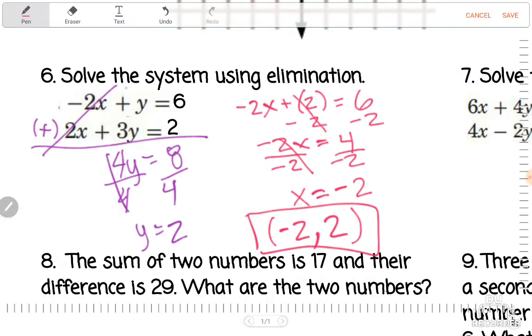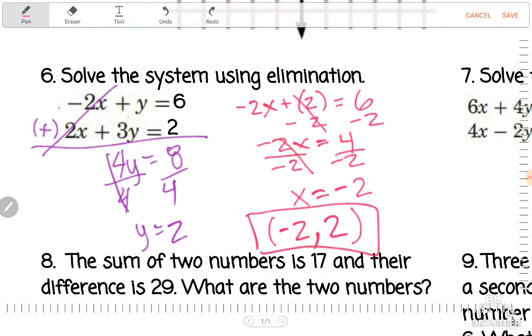So the main idea is I'm looking for what's going to cancel out. I set up like a big addition problem. Make sure the y's are aligned, the equal signs are aligned, the numbers and the x's. And then just solve for the remaining variable, and then plug what you get in to one of your equations to solve for the remaining variable.